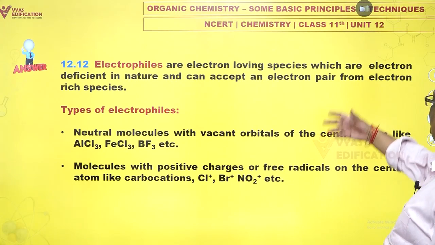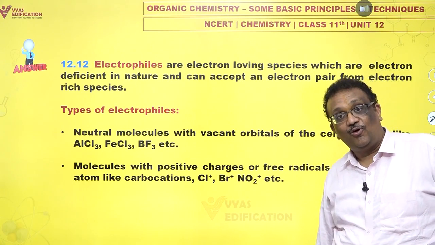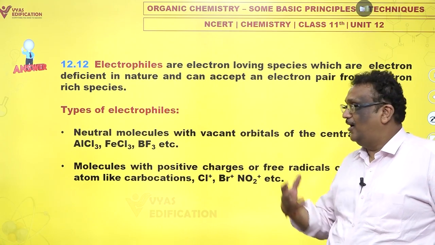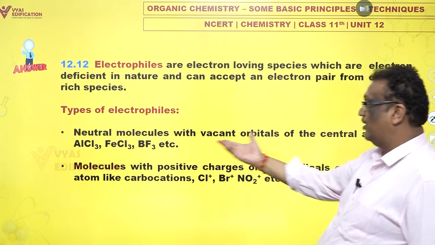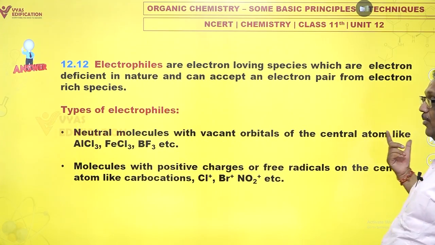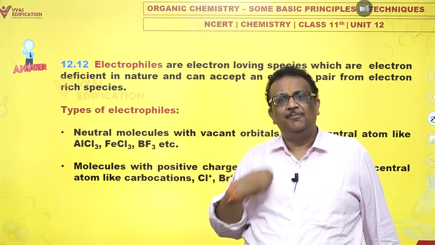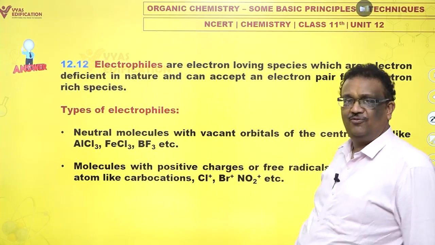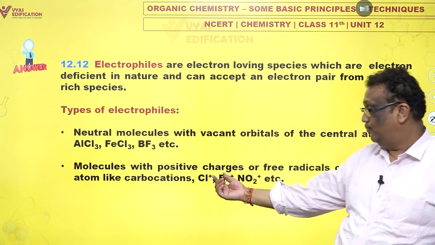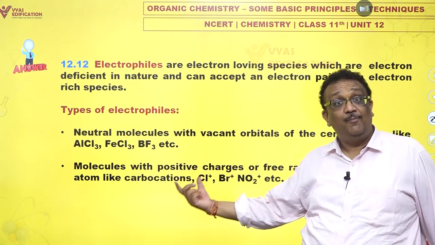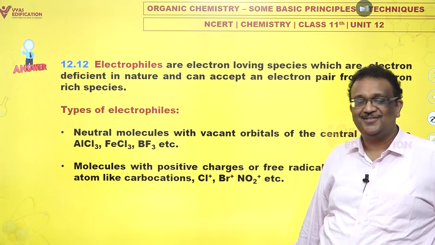electrophiles. They are electron loving species which are electron deficient in nature. They can accept electron pairs from electron rich species and they are in that sense also called Lewis acids. Examples, you could have neutral molecules with empty orbitals, incomplete octet, AlCl3, BF3, FeCl3, permanent beggars and they are all electrophiles. Or you could have cations, chloronium ion, bromonium ion, nitronium ion, carbocations. Wow, they are electrophiles. They are fantastic electrophiles.